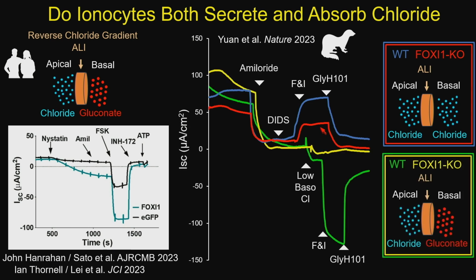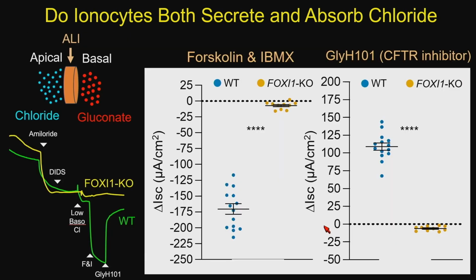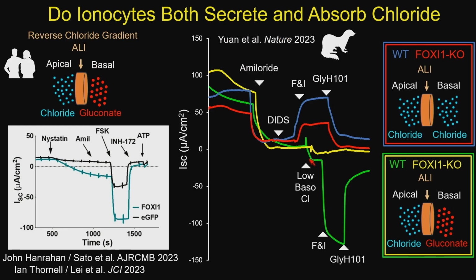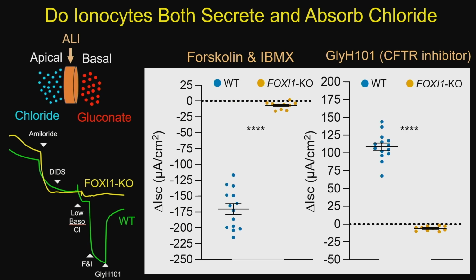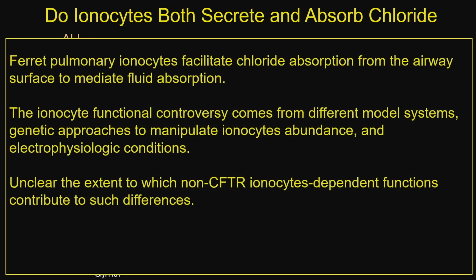When we did the reverse gradient with gluconate on the basolateral side, indeed, this very, very large negative current, because chloride is going from apical to basolateral, is completely lost in FOXI1 knockout ferret airway epithelia. And you can quantify this, with very significant differences between groups. So ferret pulmonary ionocytes facilitate both absorption and secretion. We feel the ionocytes' functional controversy is really caused by these differences within model systems, and culture systems.